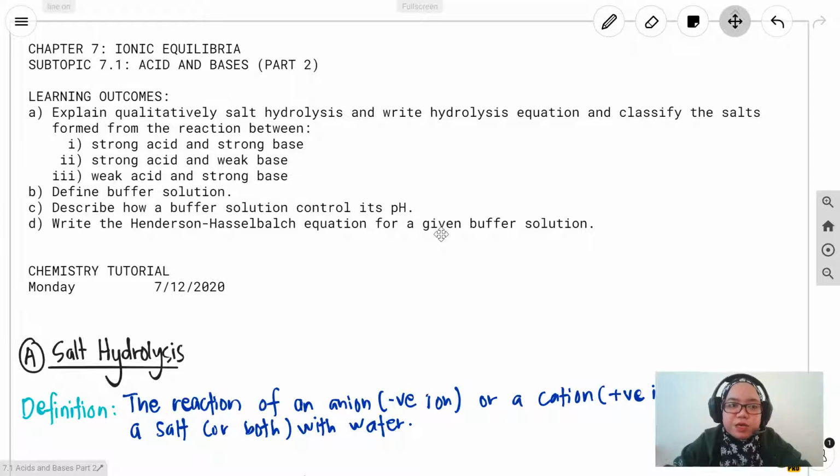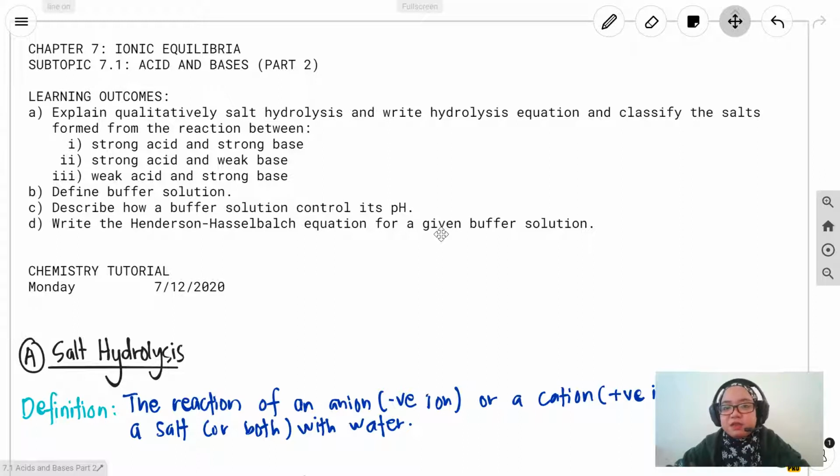So, today we are going to continue with our chapter 7, Ionic Equilibria, with our subtopic 7.1, Acid and Bases, part 2. Okay, so there are a few things that we are going to cover for today. The first one, we are going to explain qualitatively salt hydrolysis and write hydrolysis equation and classify the salts from the reaction between strong acid and strong base, strong acid and weak acid and strong base. And we are going to also define the buffer solution and describe how a buffer solution controls its pH. And we are going to write the Henderson-Hasselbalch equation for a given buffer solution.